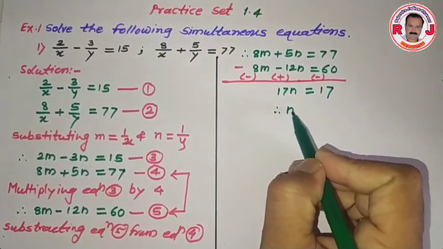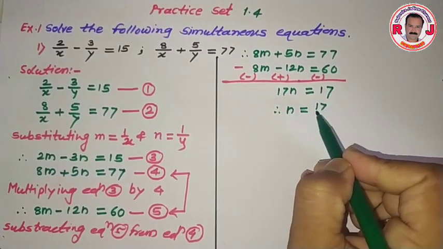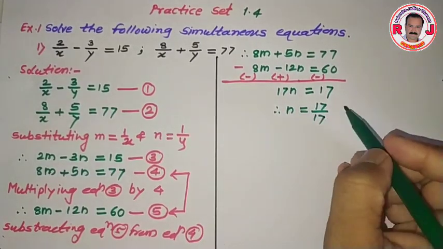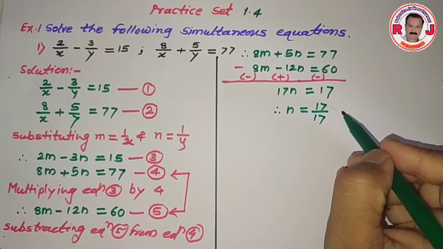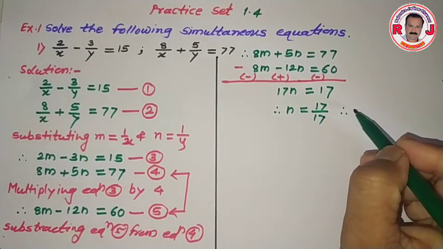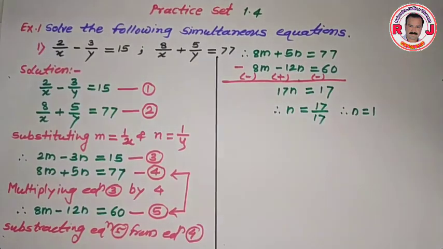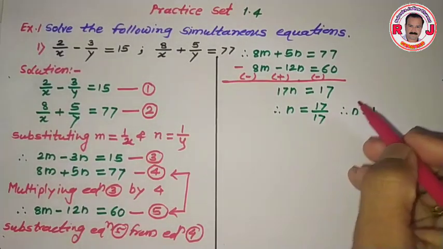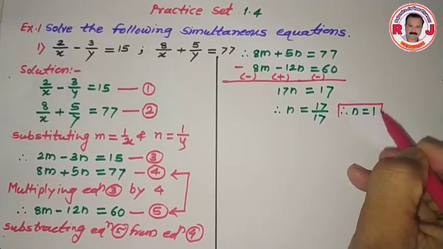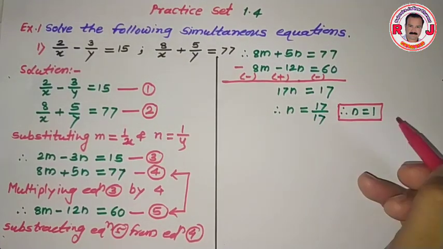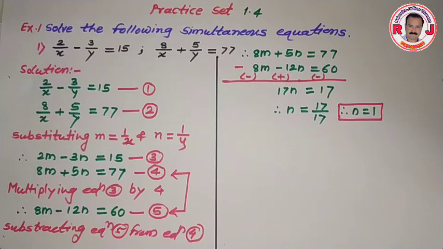Here the value of n is equal to 17 upon 17, n is equal to 1. या ठिकाणी 17 भागिले 17 n ची किंमत किती आलेली आहे? n बरोबर 1 किंमत आलेली आहे. आता ही किंमत आहे ती एका समीकरणात ठेवा आणि m ची किंमत काढा.